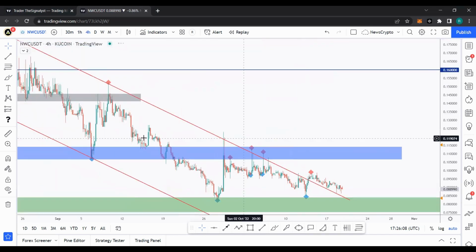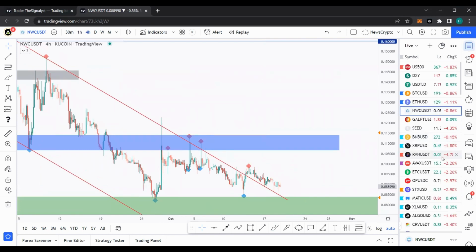I'll go over NWC and a couple more instruments, which you can see here. These are the ones that you guys requested previously. But of course, I'll also include practical examples on how to draw trend lines and so on.